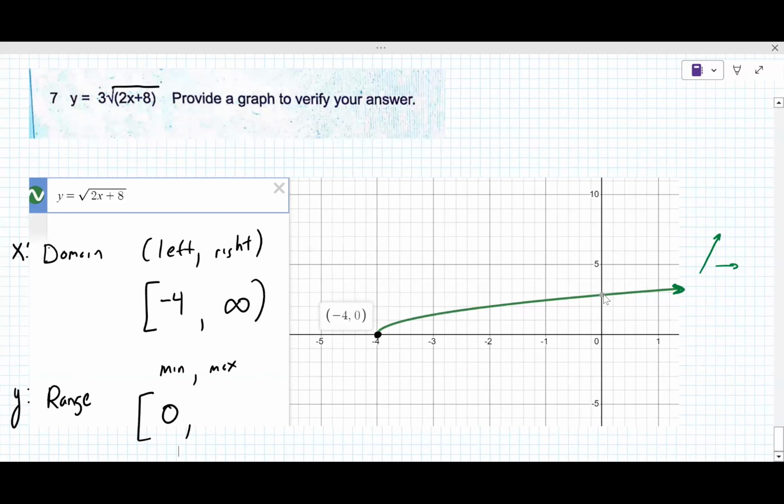And then again, how far up does it go? Does this thing go up forever? Yeah. It does. It just doesn't look like it.